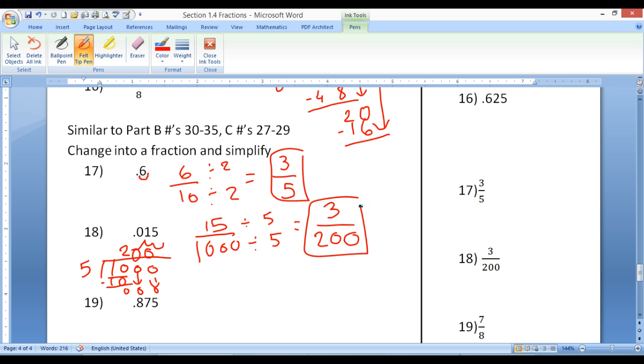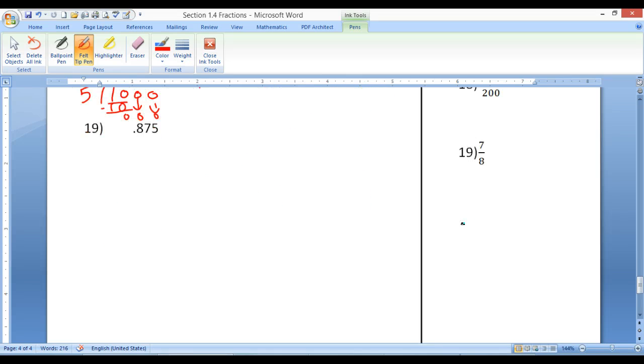All right, our last one is 0.875. So I need to make this 875 over 1000 because I have 1, 2, 3 decimal places. Again, I have a 5 at the end and a 0, so I know both of those are divisible by 5. But I'm going to kind of think of this as money. 875, it's almost like having $8.75 in quarters, so I know that's divisible by 25. So I'm going to divide this by 25 and this by 25, just to save us a little bit of time.